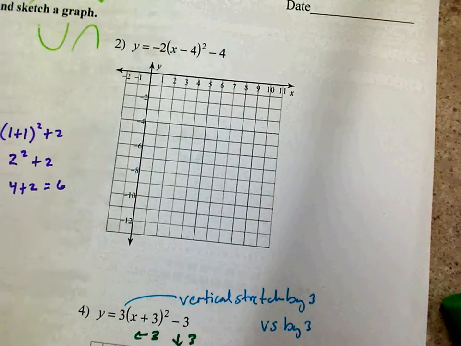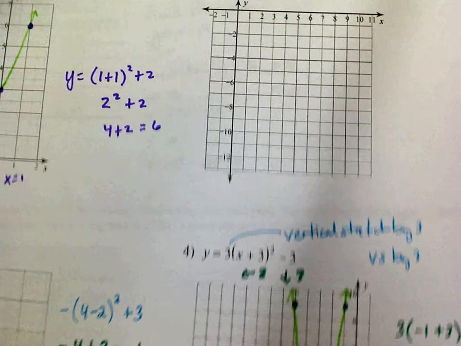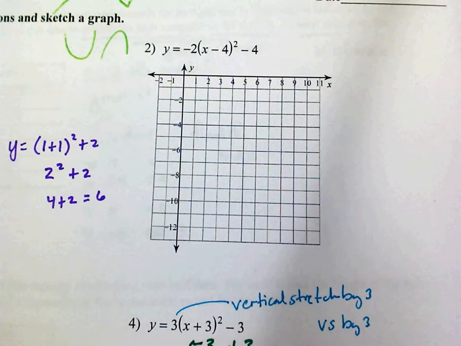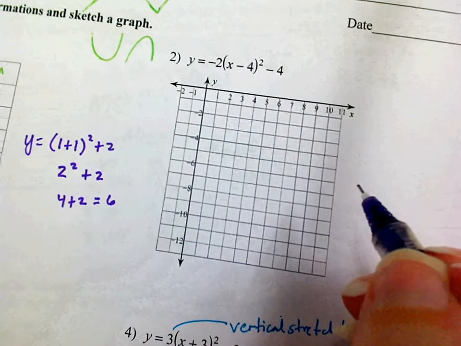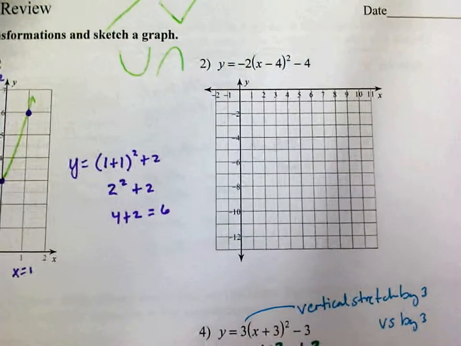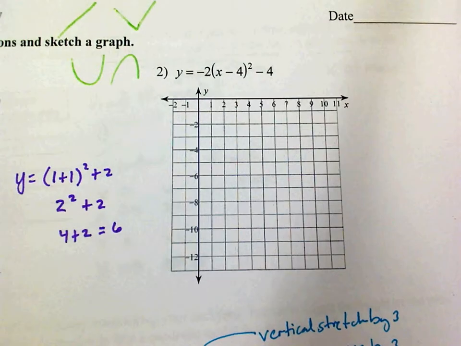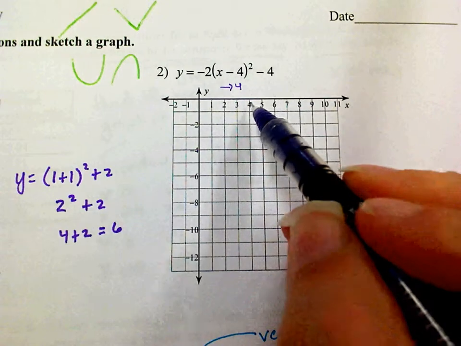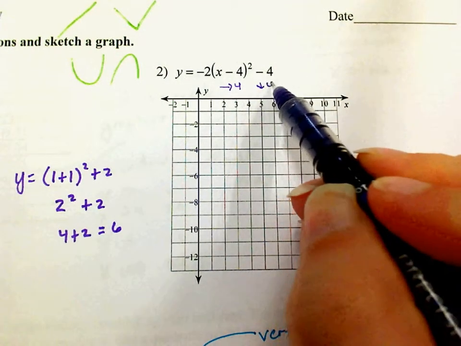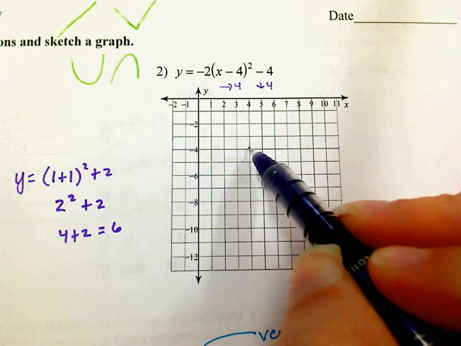So, guys, focus. Let's work this problem. Number 2. I need to graph this function. Where's the vertex? Okay, right. So, you're saying positive 4 because if it's minus on the inside, that means we go to the right, right? Positive 4 and then down 4, and plot my vertex.